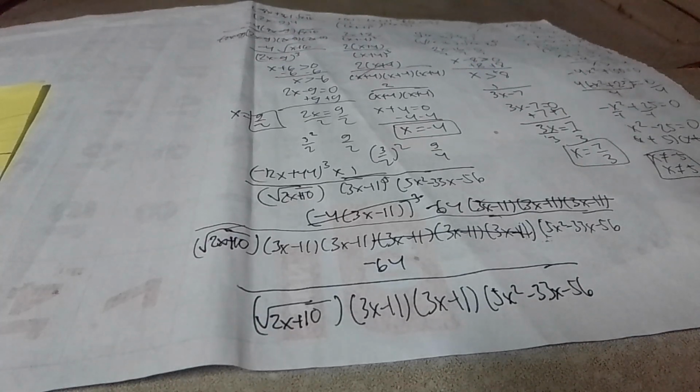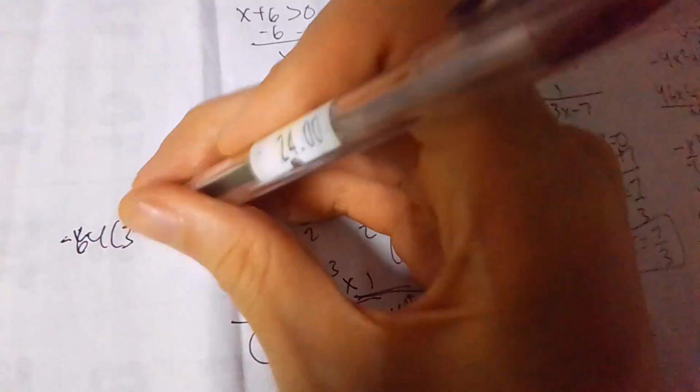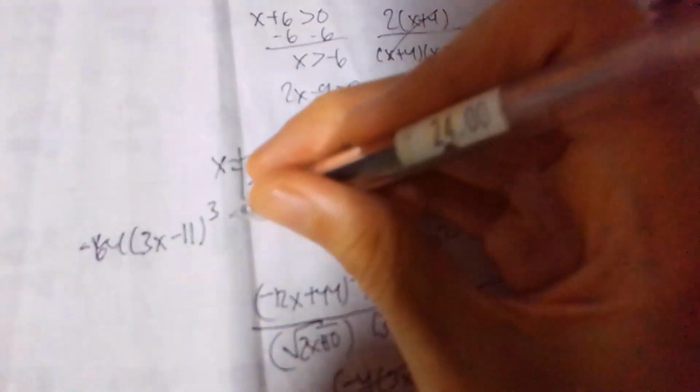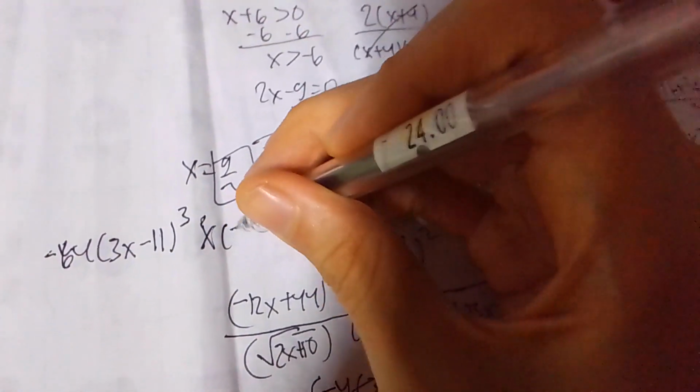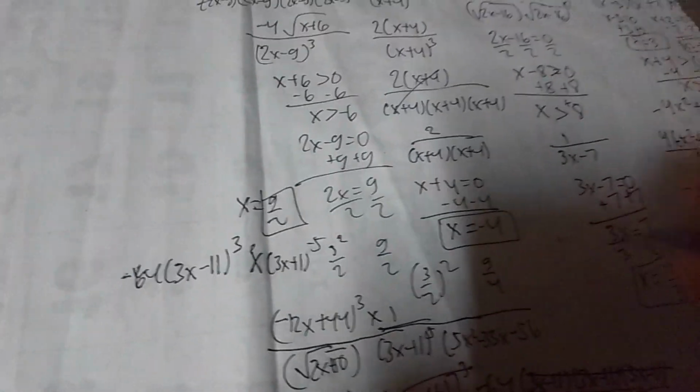And then you just apply the laws of exponents, because if you have the same bases, it goes like this. Remember you have negative 64, and that becomes negative (3x minus 11) cubed, multiplied by (3x minus 11) raised to the negative 5. That's the same as adding the exponents, so you get negative 2. So you have two (3x minus 11) factors down below.